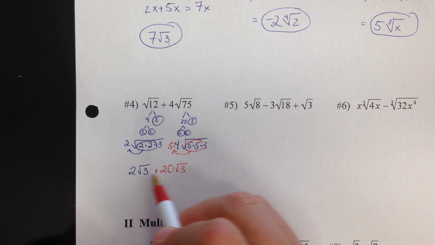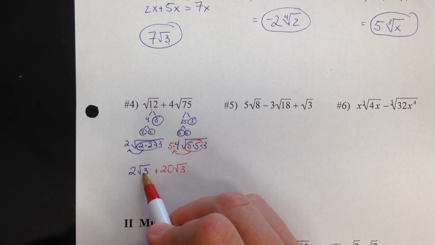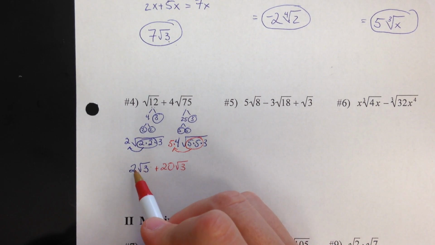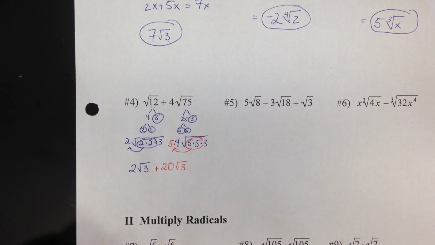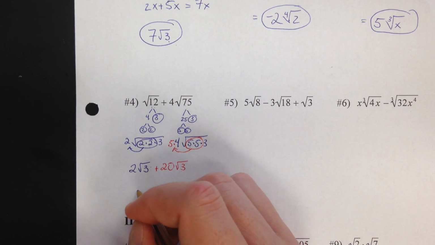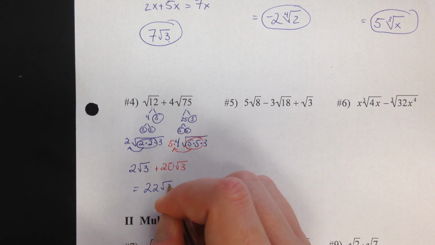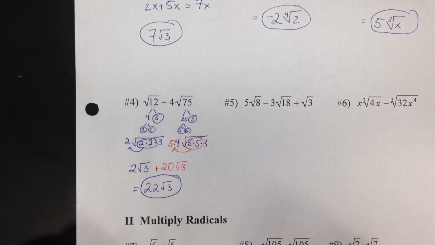Now you have the same radical number, root 3 plus root 3. So we take the 2 plus the 20, and we add that up. We get 22 square root 3. That's it. That's as far as we can go.